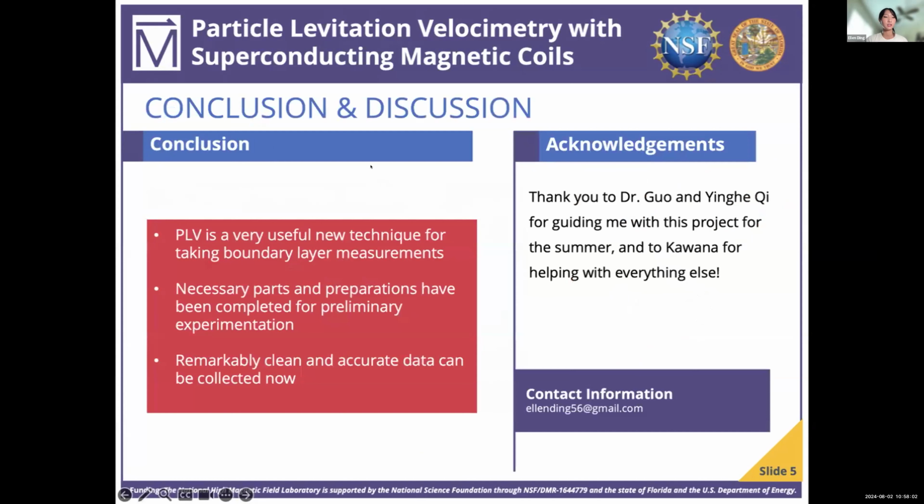In conclusion, particle levitation velocimetry is a very useful new technique for taking boundary layer measurements. All the necessary parts and preparations have been completed to begin preliminary experimentation, and this process will allow for remarkably clean and accurate data to be collected to build our knowledge on boundary layers and help with other engineering applications.